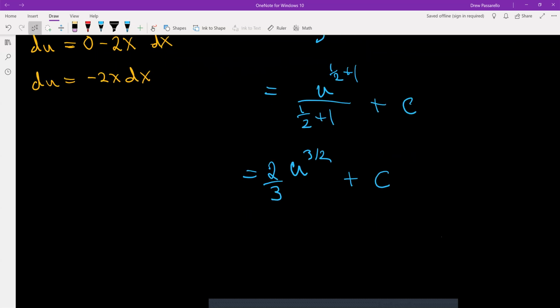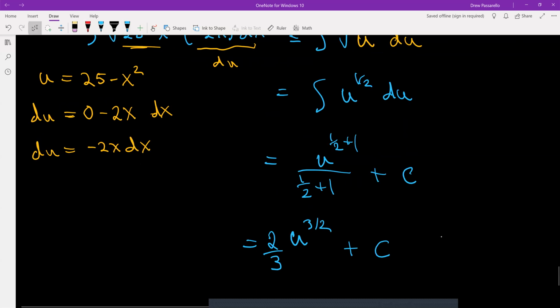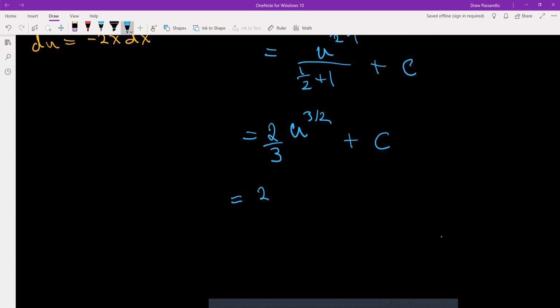All right, so we're almost there. We just got to back substitute what u was. Well, u was 25 minus x squared. So this is 2/3 times parentheses 25 minus x squared raised to the 3/2, and then plus c.